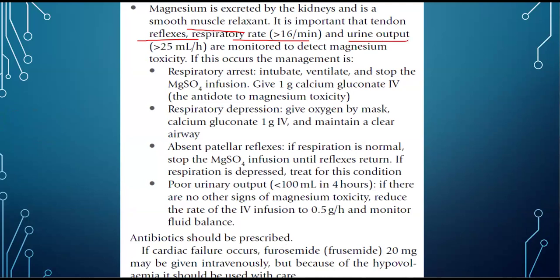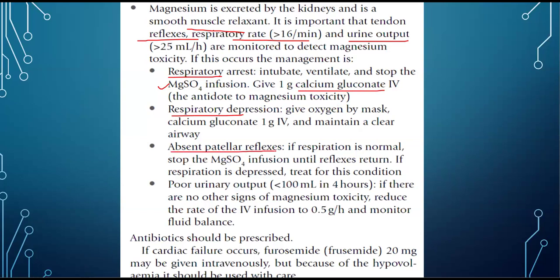So if the patient's respiratory rate is too low, or the patient is getting respiratory arrest or respiratory depression, what would you do? In those cases, you have to stop the magnesium sulfate and give the patient calcium gluconate IV. Calcium gluconate is an antidote for magnesium toxicity.